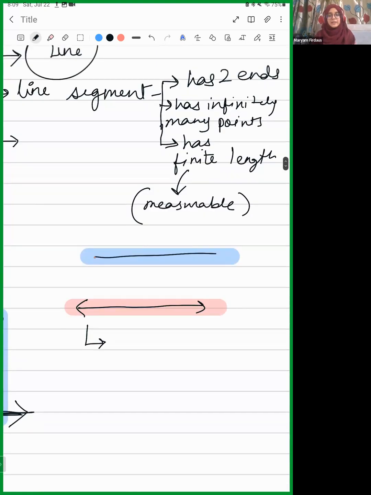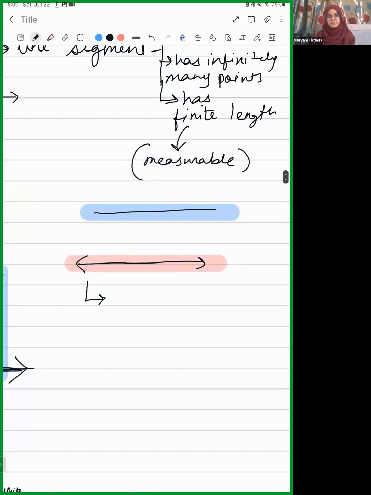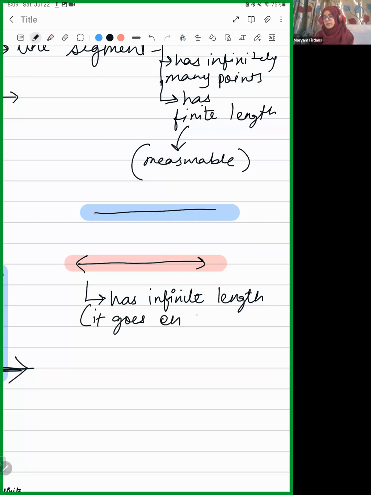Now, can you tell me something about the length of a line? It has finite length or infinite length? It has infinite length. Very good. Or we can say that it's not measurable. That basically means it goes on till infinity.